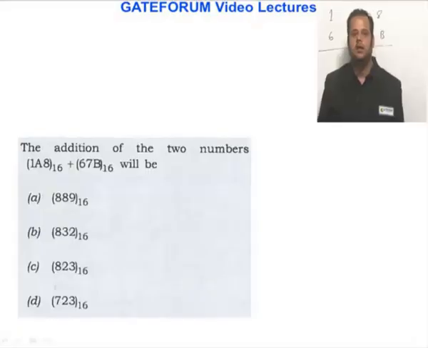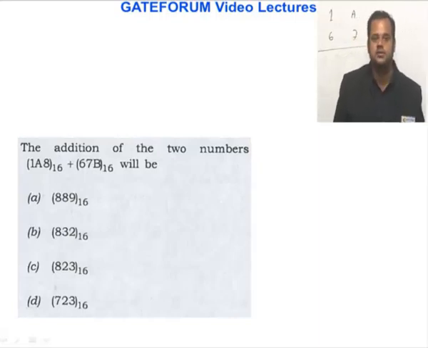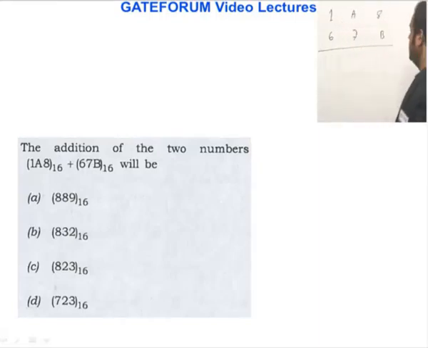The addition of the two numbers 1A8 in hexadecimal notation and 67B in hexadecimal notation will be how much? So these are the two numbers that are given in hexadecimal notation. We need to find the addition of this. Well, you can think like you will be converting this into some other format, doing addition in that base and again back into base 16 because options are given in base 16 form. Rather than doing all those steps, one of the common sense approaches you can use is like this.